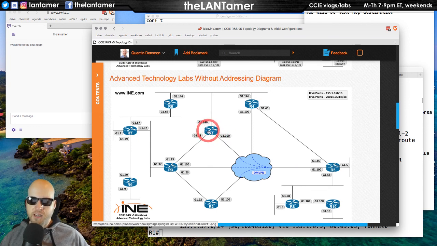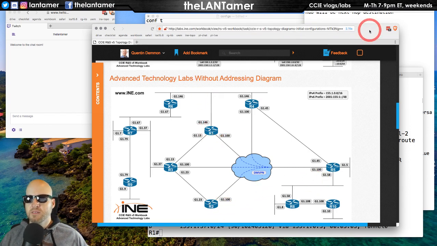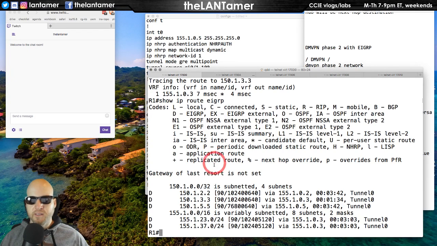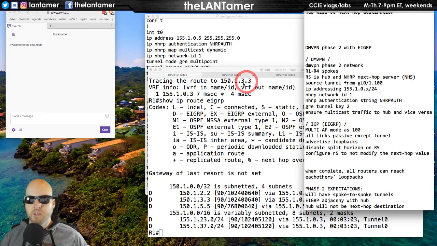Next thing you know, now we have our spoke-to-spoke tunnel again. So we get the best of both worlds. We get our summary route, and we get spoke-to-spoke traffic. That becomes a path. And that's easily done with 2 commands, IP NHRP redirect and IP NHRP shortcut.